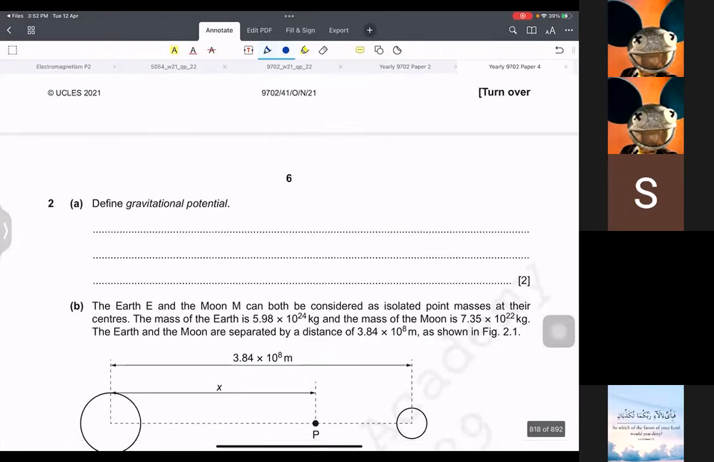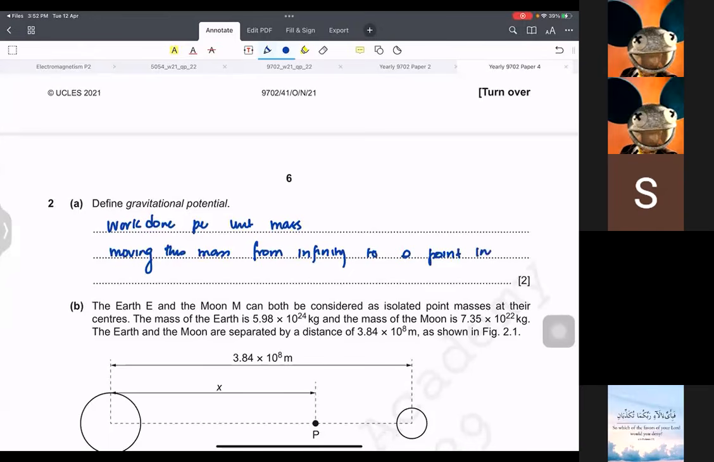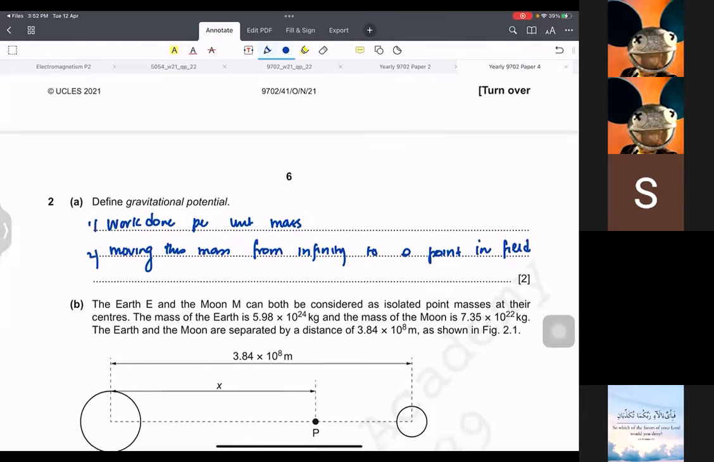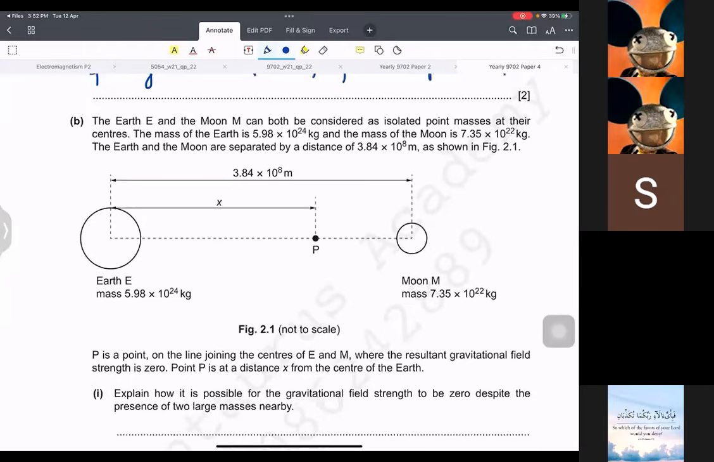Now, gravitational potential, you guys should know. Hands away now. Work done. First mark for work done per unit mass. The second mark for moving this mass from infinity to a point within the field. Okay, 1, 2.